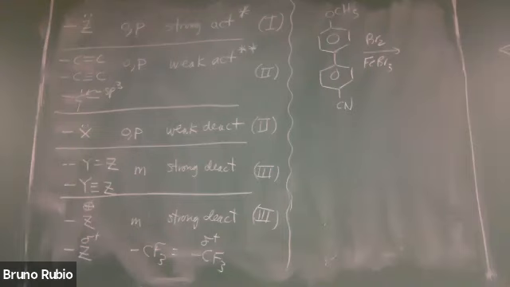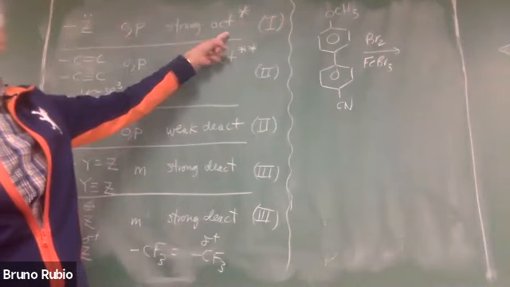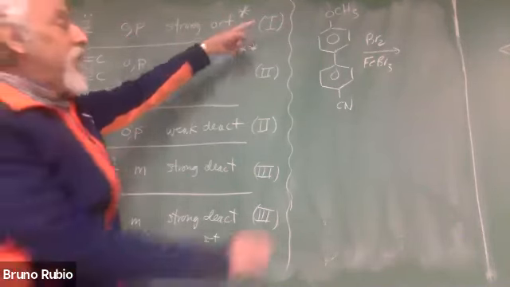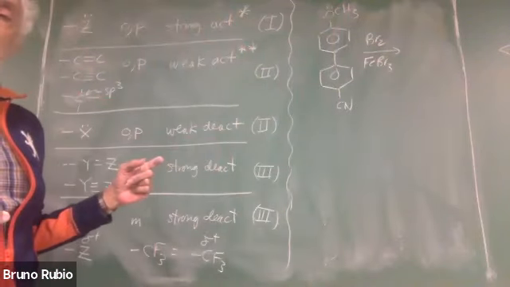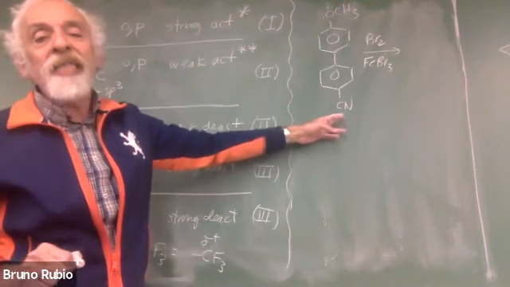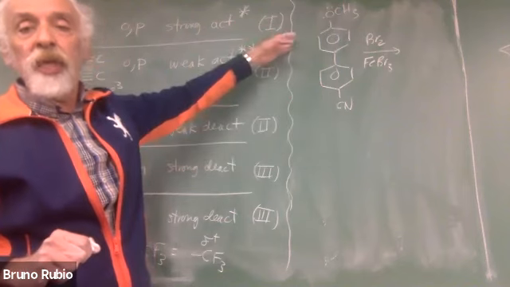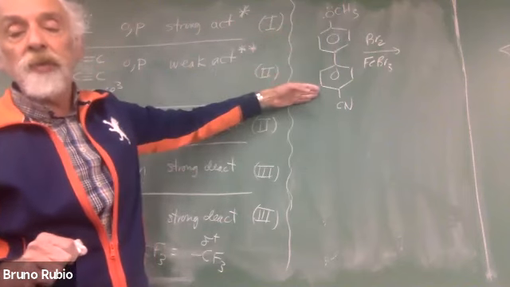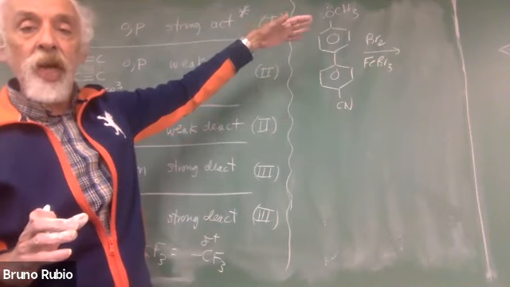So who's going to get the Br? The ring on the top or the ring on the bottom? The ring on the top is going to get the Br because it has a strong activator on it. The atom directly bonded to the benzene ring has an unshared pair of electrons on it. The ring on the bottom has a strong deactivator on it. So the ring on the top is more reactive than the ring on the bottom because it has the activator on it.